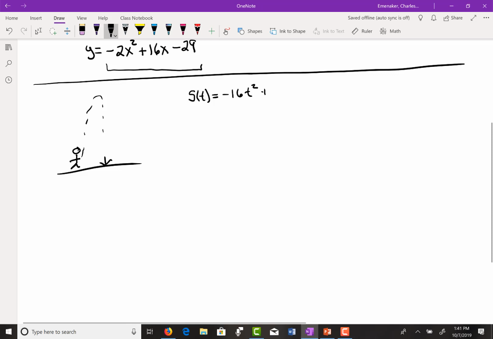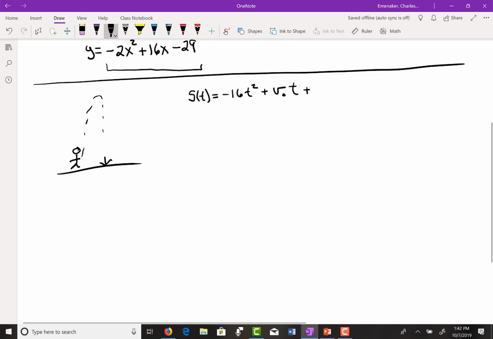Plus v sub 0 times t. V sub 0 is how fast is it going at the start. The little 0 means at time 0. So at the start. So v sub 0 is the initial velocity, or the velocity, for example, if you were to throw it, the very second it breaks contact with the tip of your fingers, that's the initial velocity.